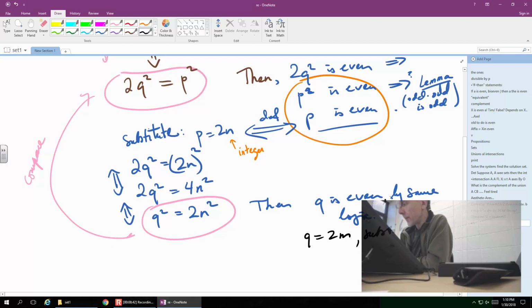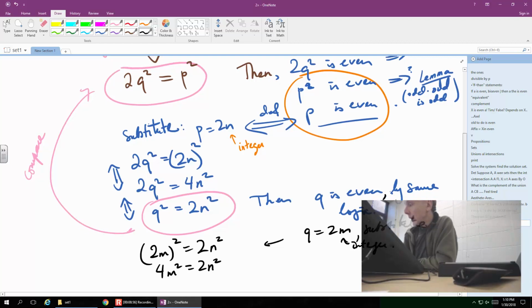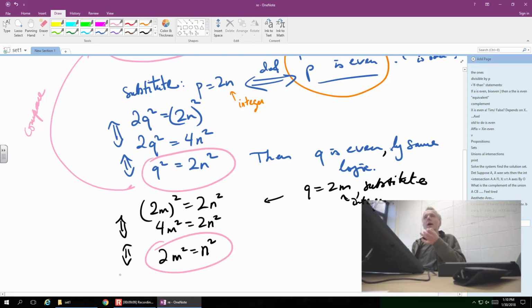Substitute. Once again, m is an integer. Okay, so I substitute. So what do I have? I have 2m squared is equal to 2n squared. 4m squared is equal to 2n squared. Cancel 2. So once again, this is if and only if entirely. So I have 2m squared is equal to n squared. Look at it. It's once again the same type of equation. 2 squares on left and right, and then an extra 2 there. Which means that we can do this again.